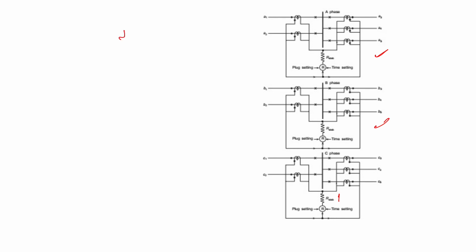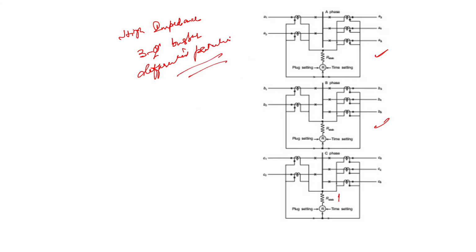So this is known as high impedance three phase busbar differential protection. This is all about the differential protection of the busbar, that is the protection that is used for the busbar. So this concludes the chapter on busbar protection. Thank you very much.